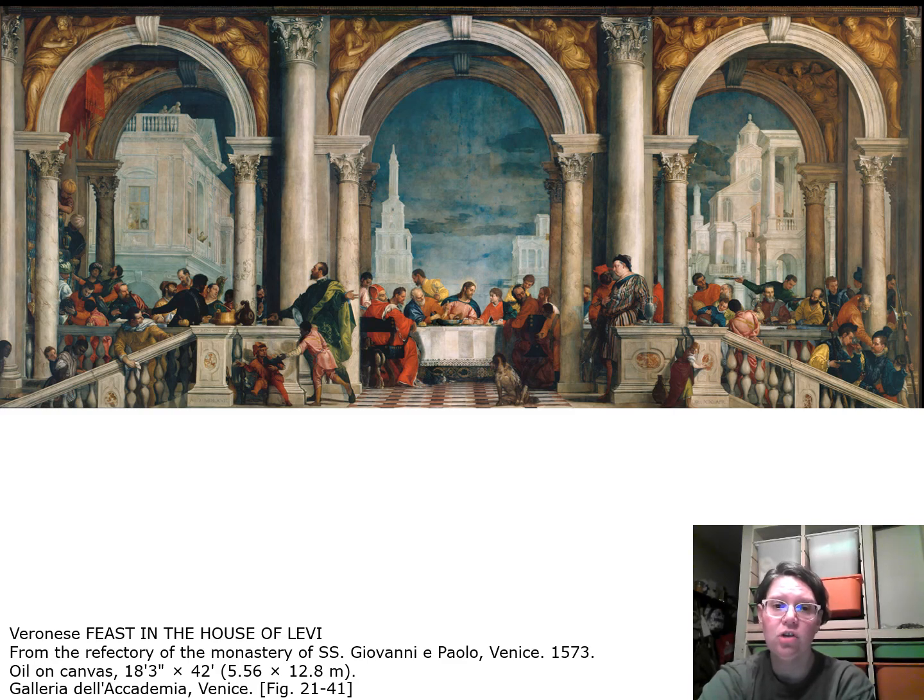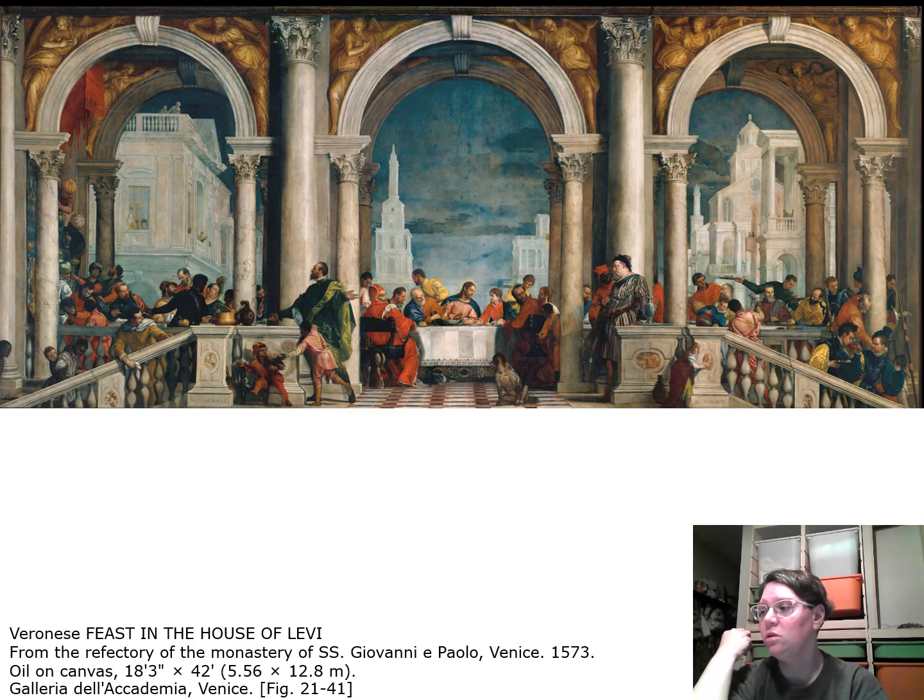And the Catholic Church had dictated some rules about how they wanted art to appear. They wanted it to be as true to the biblical story as possible. And so when Veronese took it to the Catholic Church, they rejected it, and he had to go back and redo some of it. Because of that, he changed the title from The Last Supper to Feast in the House of Levi.